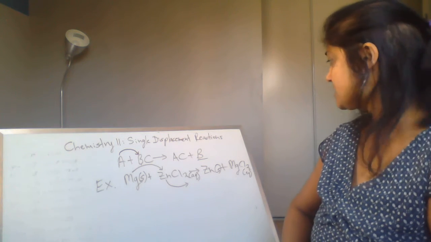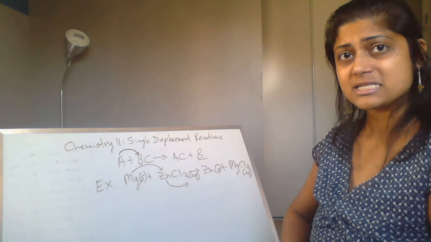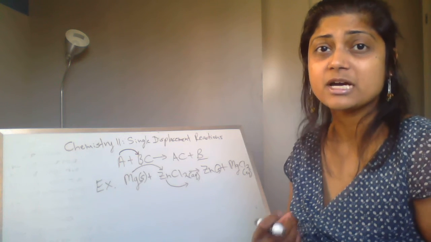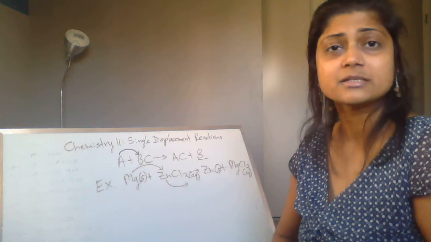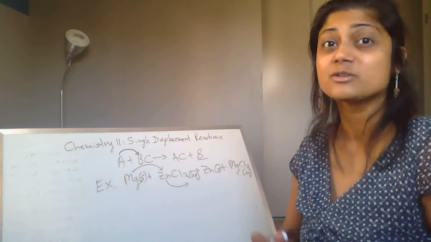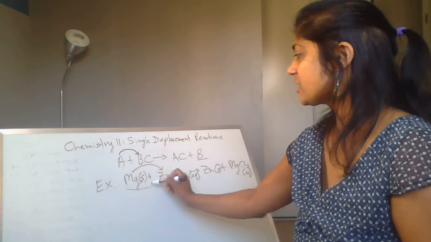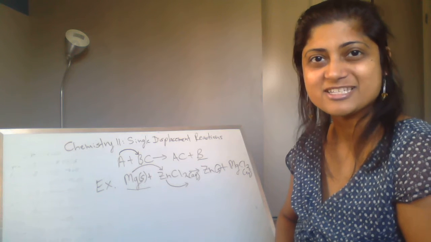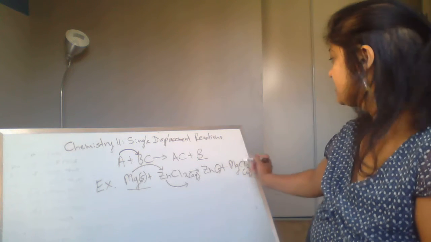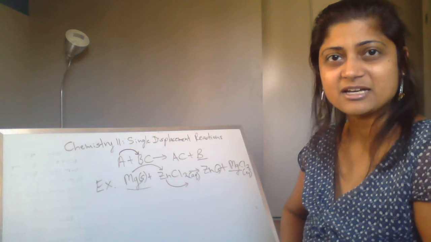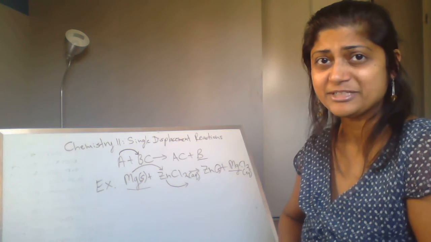Again, I am not done yet. What I should do as a last step is make sure that the equation is balanced. So let's do that. I'm looking at magnesium. I have one magnesium atom on the reactant side. I have one magnesium atom on the product side, all right?